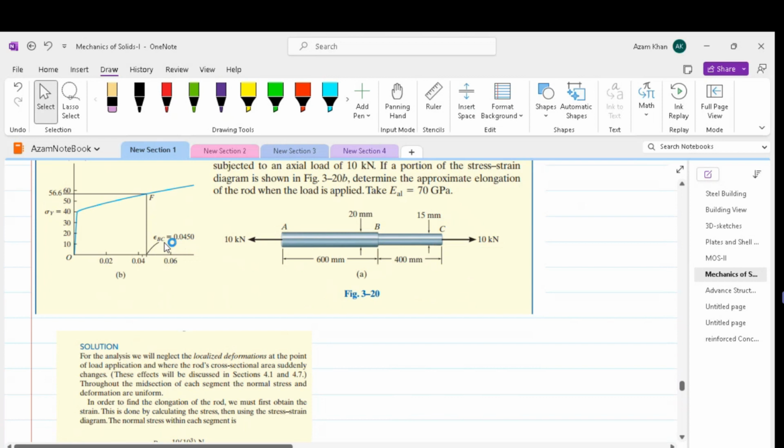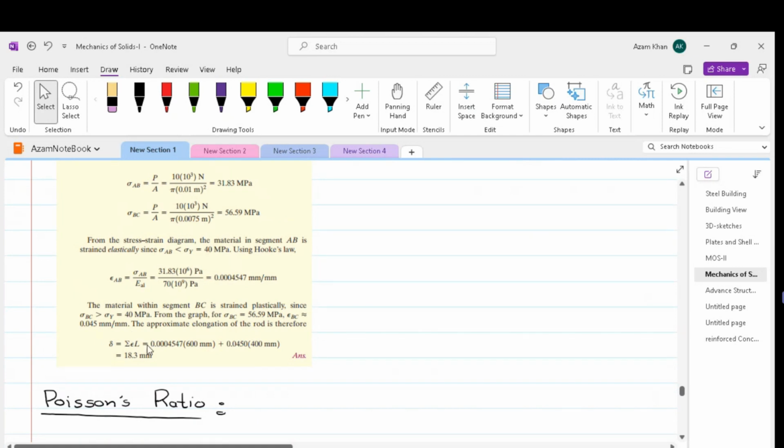Now from these two strains, we can determine the extension. The extension of the whole bar will be equal to the sum of the extension of each segment. And that's what has been done over here. The extension of the first part, which is the AB part, is obeying Hooke's law. The second one is the nonlinear part, which is not obeying Hooke's law. For these, the strain is multiplied by the original lengths to find out the extension.